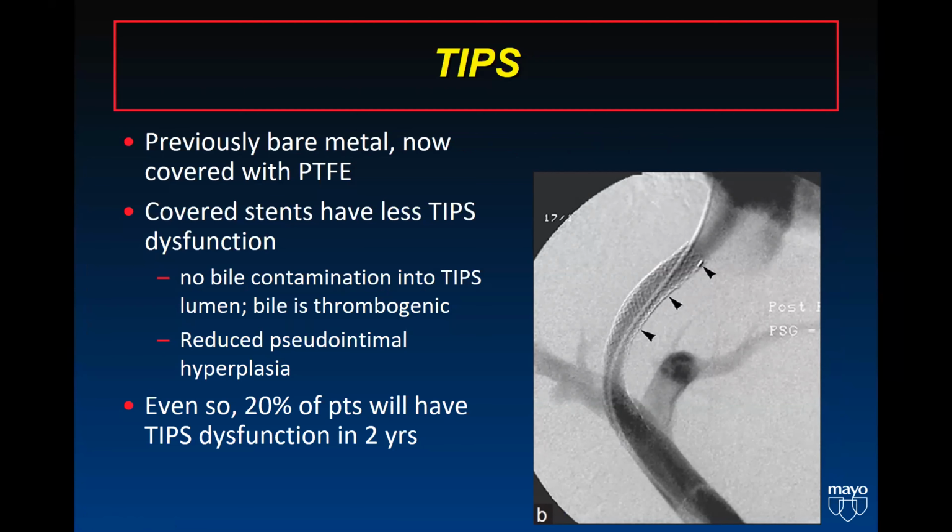Covered stents have less TIPS dysfunction. Couple of theories around that, no bile contamination into the TIPS, and so that's thought to help because bile is thrombogenic. And for whatever reason, there's reduced pseudointimal hyperplasia. But even so, with covered TIPS, 20% of TIPS patients will have a dysfunction of their TIPS within 2 years.